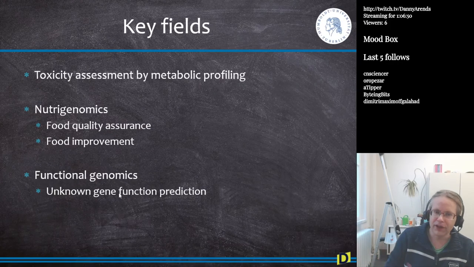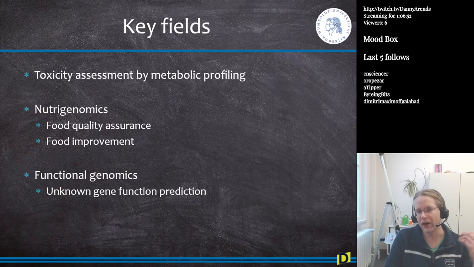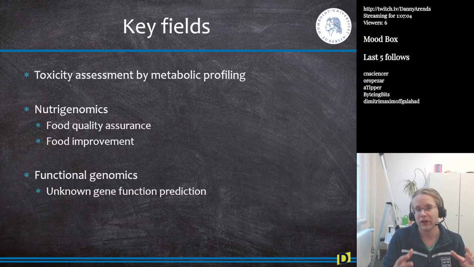So a couple of key fields for metabolomics are things like toxicity assessment by metabolic profiling, right? Here we look at the toxicity of substances by looking at differences in the metabolic profile. We have a metabolic profile of more or less what compounds we find in a standard human, or an average human. And then when we do toxicity assessment, we add a substance and see how the metabolic profile changes.